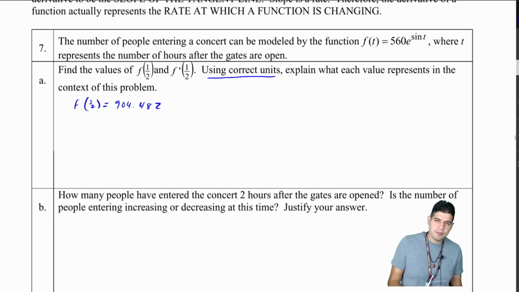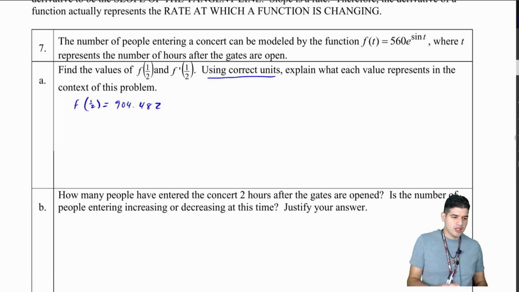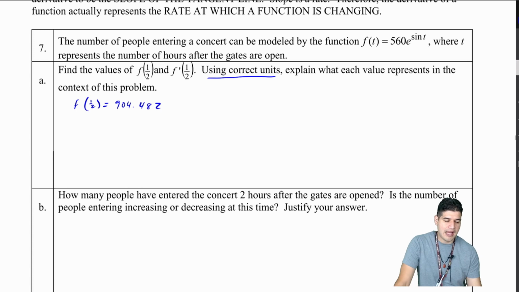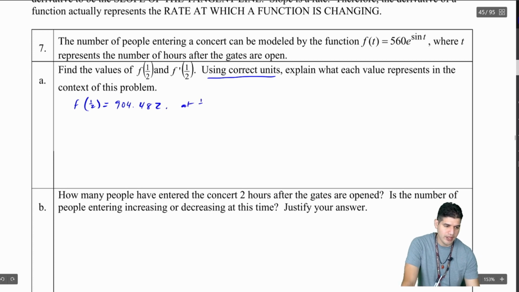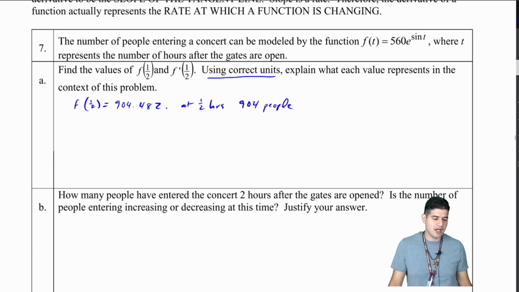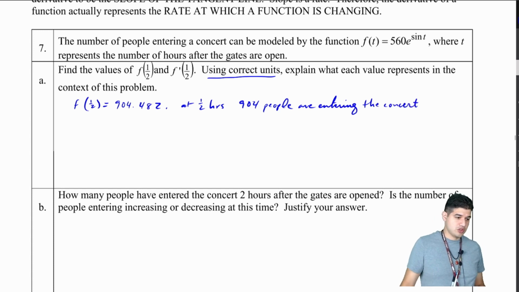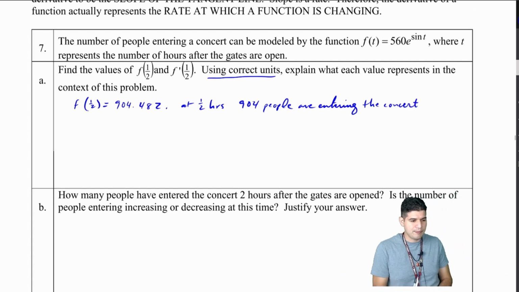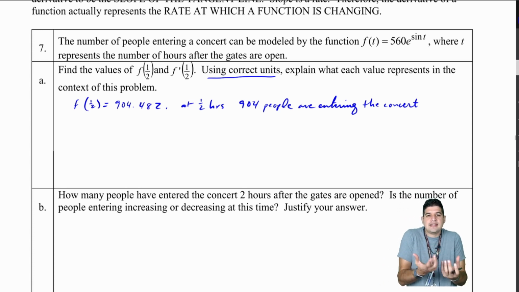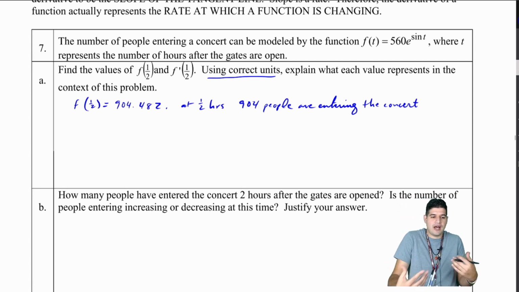Okay, so we're talking about people going to a concert. So at 1/2 hours, 904 people are doing something. What are they doing? They're entering a concert. So at 1/2 hours, 904 people are entering the concert. That's exactly what happens. That details exactly what our value means, right?